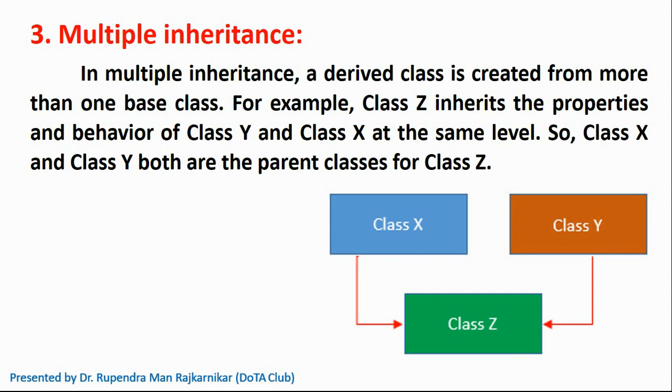3. Multiple inheritance. In multiple inheritance, a derived class is created from more than one base class. For example, class Z inherits the properties and behavior of class Y and class X at the same level. So, class X and class Y both are the parent classes for class Z.